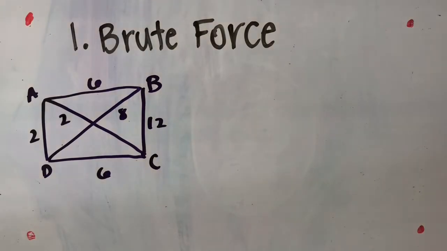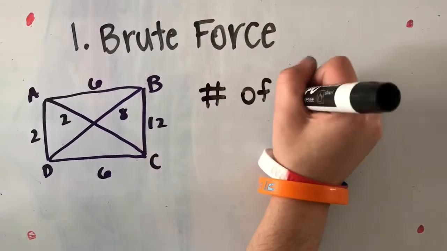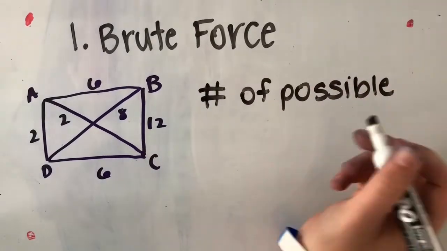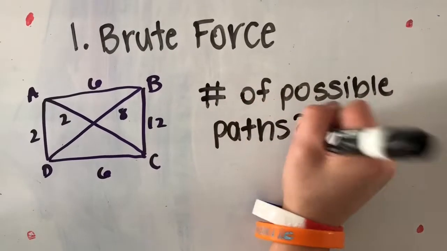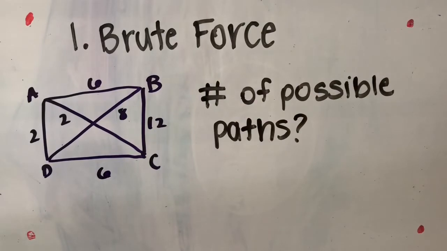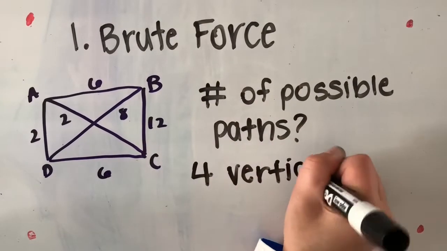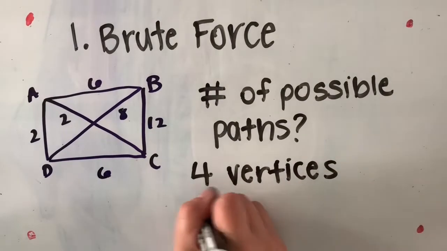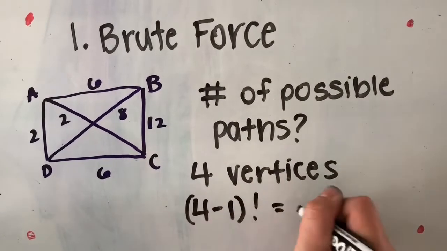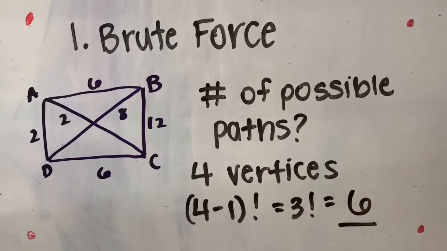To find the number of possible paths in your graph, you take the number of vertices, subtract one, and then find the factorial of that. Whatever that number is, that's how many possible paths you have. So for this graph, there are 4 vertices. You subtract 1, so 4 minus 1 is 3, and 3 factorial is 6.